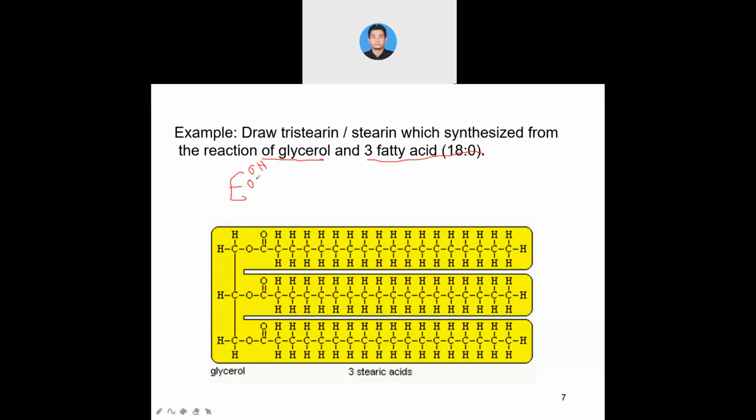So glycerol, positions 1, 2, 3, reacts with 3 fatty acids to form tristearin. In this case, it's the same fatty acid, that's why it's the same for the top, middle, and bottom.